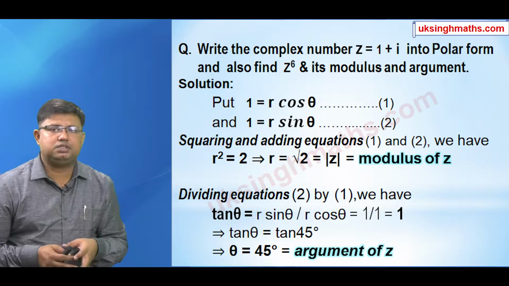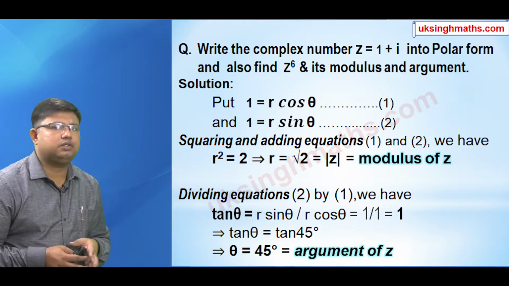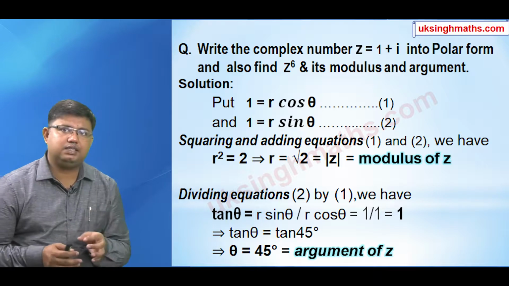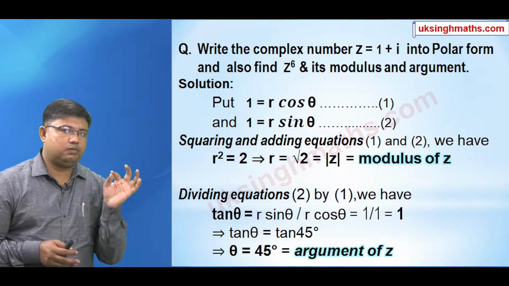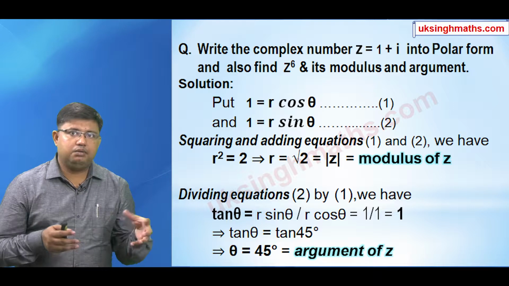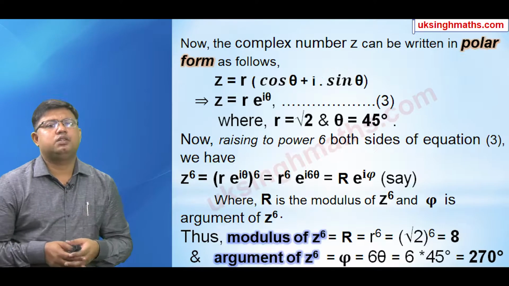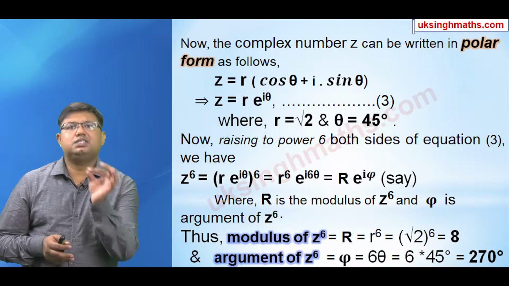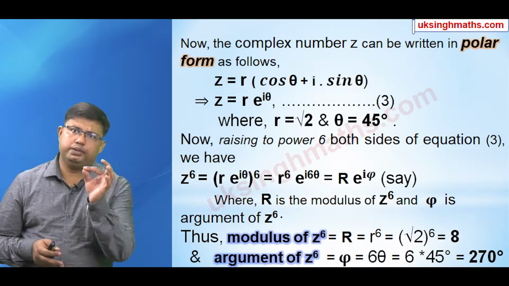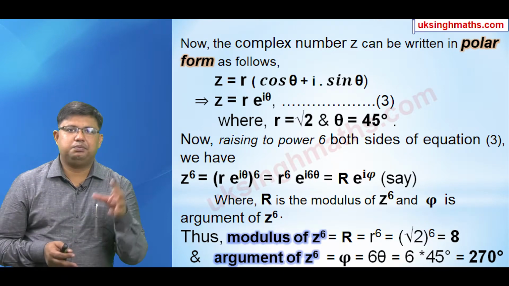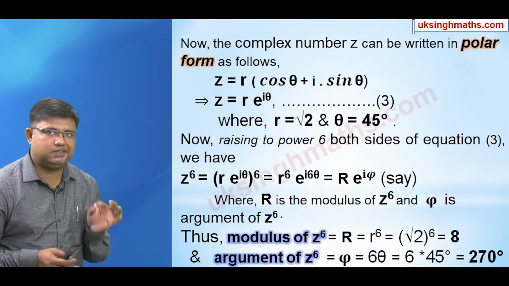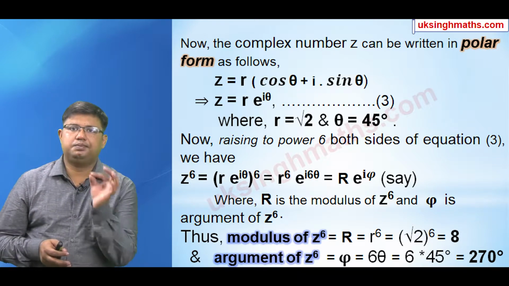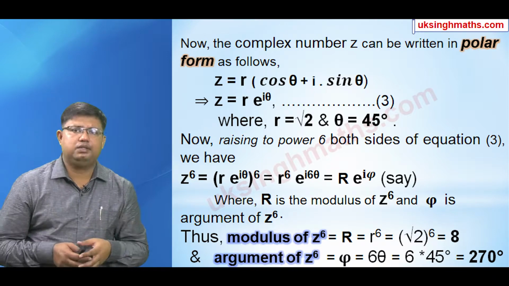So here the modulus of this complex number, that is r, is equal to square root of 2, and argument of this complex number theta is equal to 45 degrees. Now our task is to convert this complex number z equal to 1 plus i into the polar form, and we have already evaluated the value of r and theta. Now simply use the relation z equal to r (cos theta plus i sin theta), and you already know the value of r and theta. So the polar form of the given complex number z equal to 1 plus i is z equal to square root of 2 (cos 45 degree plus i sin 45 degree). Now let us see the next part.